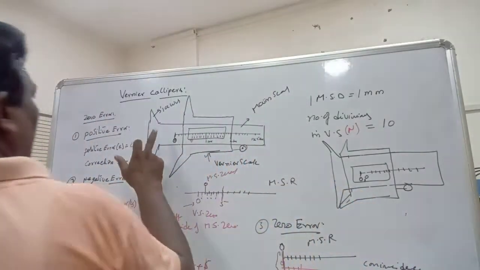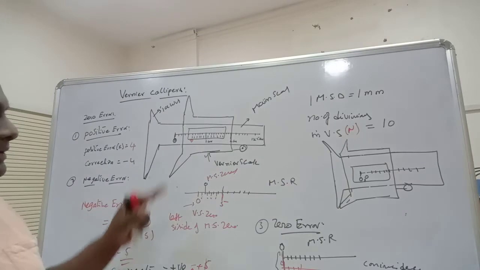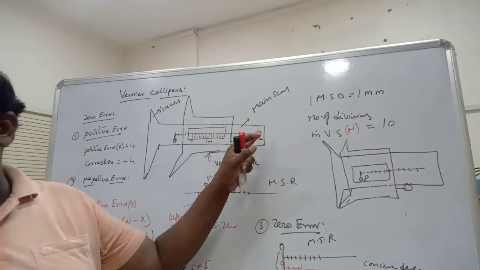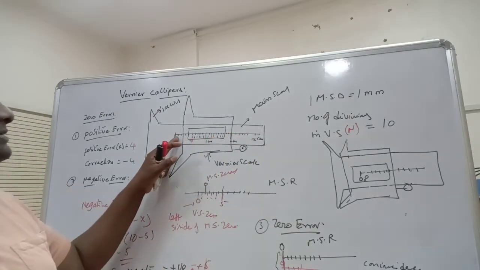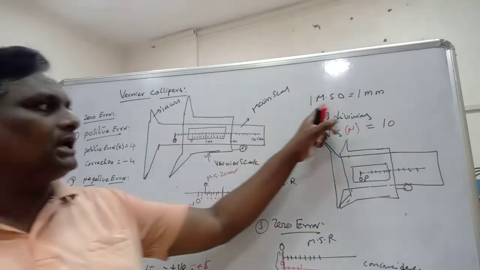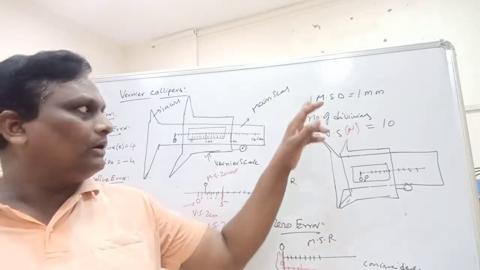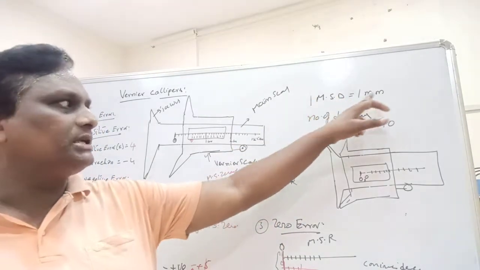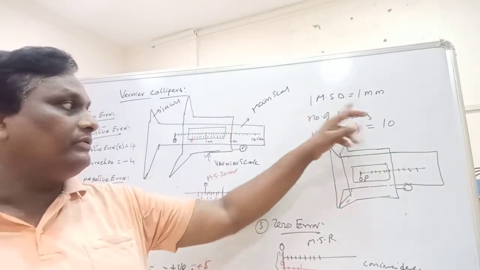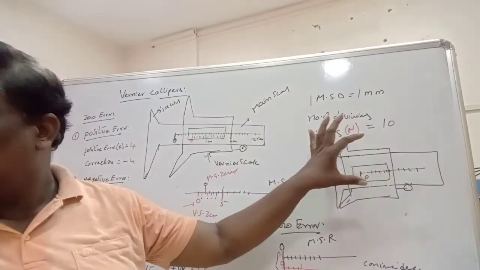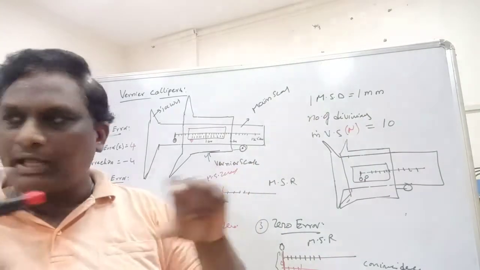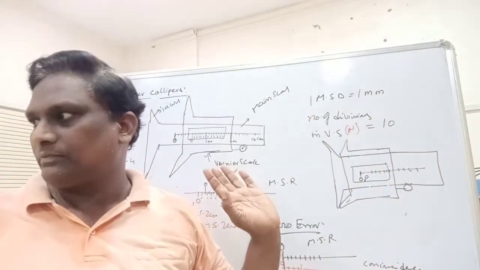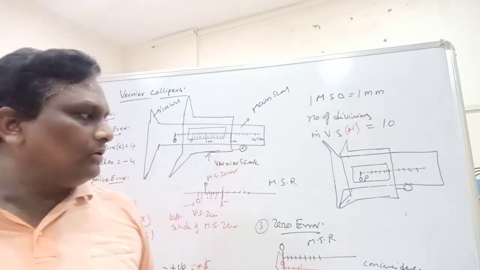So the main scale is there and the Vernier scale is there. In the main scale, like an ordinary scale, 12.5 centimeters is there. Each division is 1 MSD, one main scale division. Listen please. One main scale division is 1 mm, like an ordinary scale. Next, the number of divisions in the Vernier scale. This is the Vernier scale. It is movable. The number of divisions on the Vernier scale is 10. Now we can calculate.